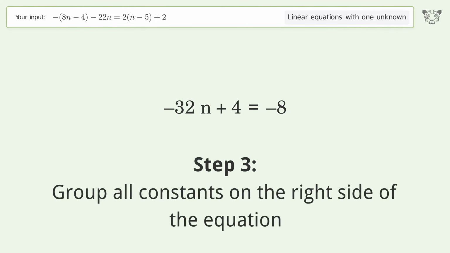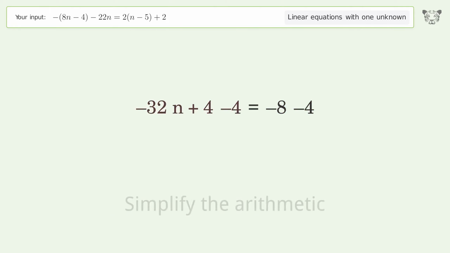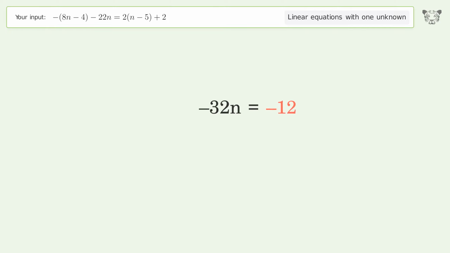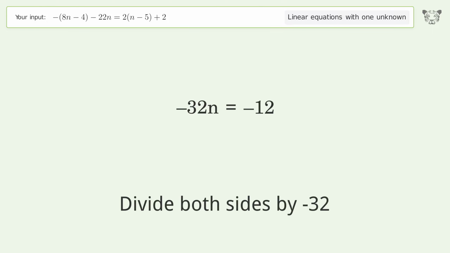Group all constants on the right side of the equation. Subtract 4 from both sides. Simplify the arithmetic. Isolate the n. Divide both sides by -32.